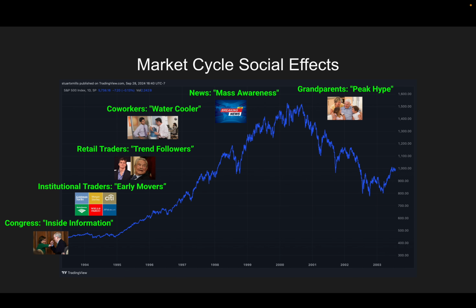After that, you might have a grandparents type. This is the peak hype. So these might be the last people to get in after hearing from the news all-time market highs, right? So as you can see, there are various social classes or types that affect the market movement.